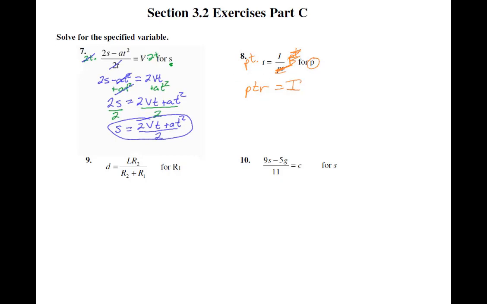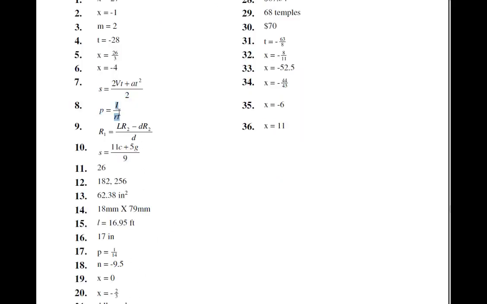Now what are we trying to do again? We're trying to solve for p. There's p right there. So we have to get rid of everything that is near the p. In this case it's the tr, and it's attached by multiplication. So we divide by tr, divide by tr. The tr's cancel over there, and we're left with p equals I over tr. Let's check our answer. P equals I over TR, or RT.